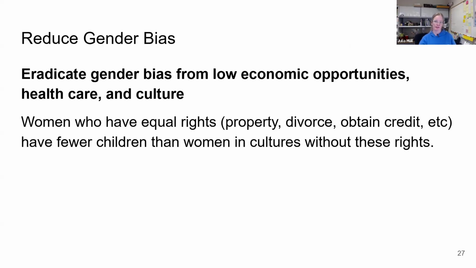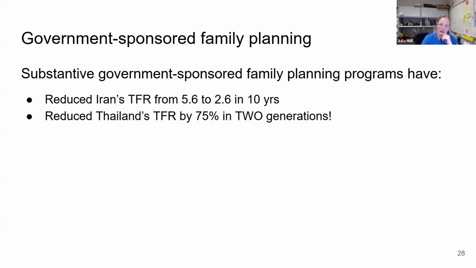Similarly, when women have equal rights as men, family sizes tend to be smaller. So making sure that women have access to own property, to obtain divorces, get credit, all those things, so that we can make sure that our human population is staying at manageable levels. And of course, having government-sponsored family planning programs is going to reduce fertility rates. A few examples: in Thailand, fertility rates dropped by 75% in just 2 generations after the government there sponsored family planning. So just providing birth control, condoms, other means of choosing when kids are going to be born.